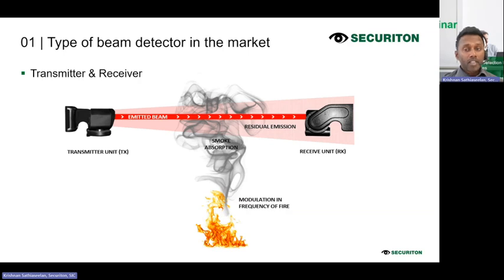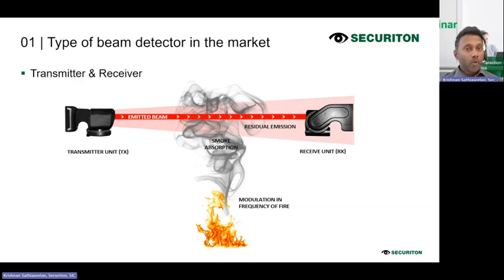But we also have the second type, which is called reflective. In reflective, the transmitter and receiver are mounted in the same housing, and the beam is directed at a specially designed reflector. So at the other end, you have a reflector. When the beam points towards the reflector, it reflects the beam back to the same detector, and then it is evaluated. So these are the two types: either you have a transmitter and a receiver unit, or you have a transmitter and a reflector. These are the two types of beams available in the market.